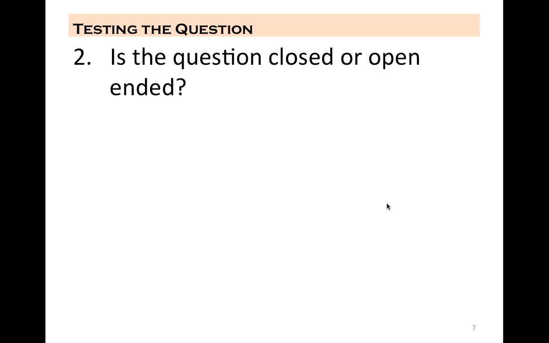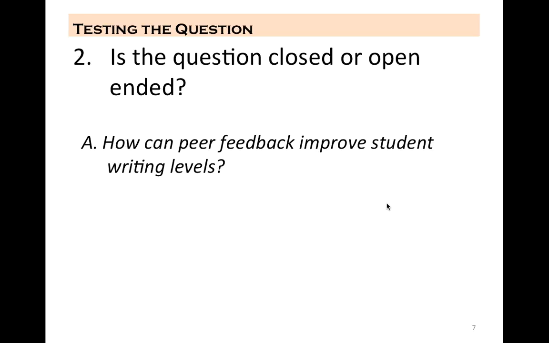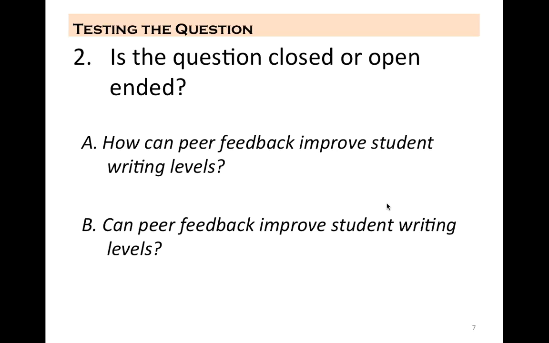Example number 2. Is the question closed or open-ended? How can peer feedback improve student writing levels? Or answer B, can peer feedback improve student writing levels? Answer A is the better question regarding open or closed-ended questions. You want to have an appropriate scope and an open-ended question when writing your specific research question.